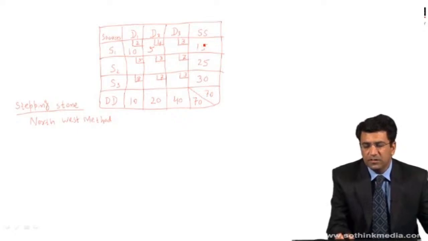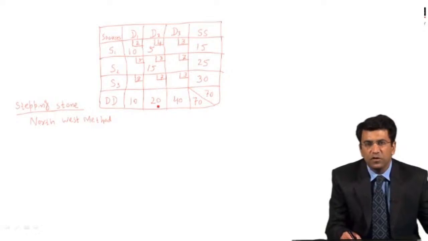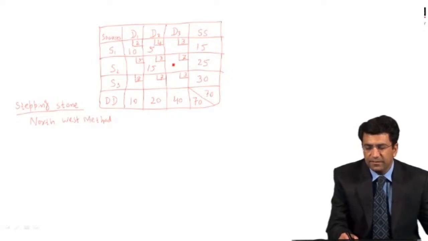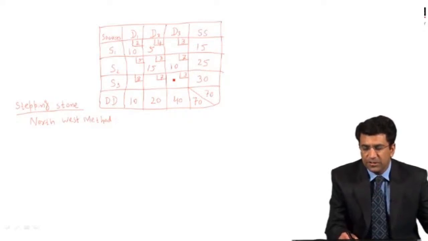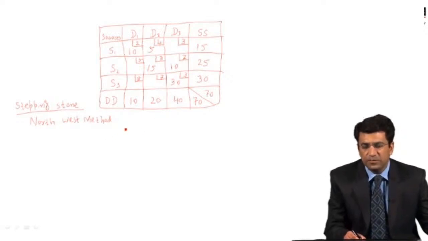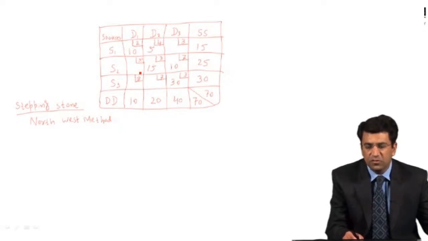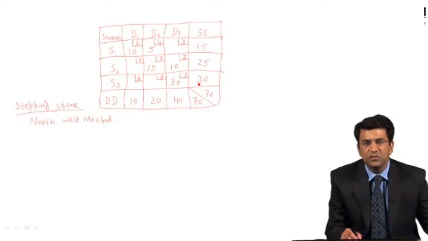Now this total supply has also been fulfilled. Here still a difference of 15 remains, so we will write 15 here. Now this column total is also filled. Now we will move towards the west. Then we can write 10 here in order to fill this row total. Then again we can write 30 here. So we used the northwest method to fill this table, and you should check the totals: this is 10, this is 20, this is 40, and the row totals 10 plus 5 is 15, 15 plus 10 is 25, and 30 is equal to 30. So it means your row total and your column total are not disturbed.